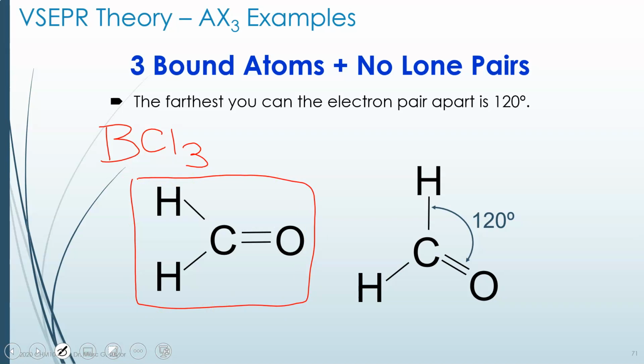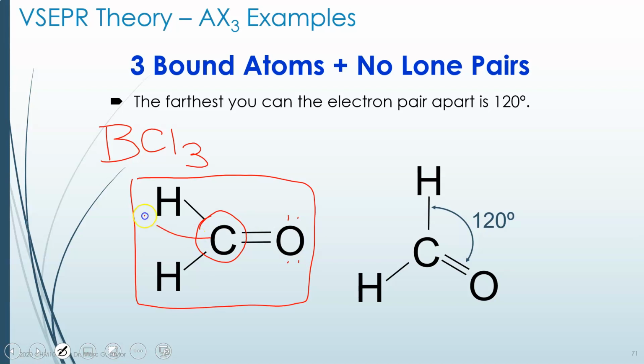Maybe you didn't know what the structure was. It's carbon with two single bonds to hydrogens, and one double bond to a carbon, and there are no lone pairs on this carbon. There are lone pairs on the oxygen, but we're not looking at oxygen. We're only looking at the central atom.